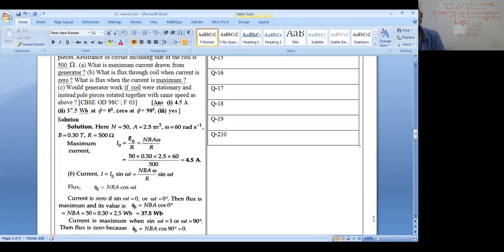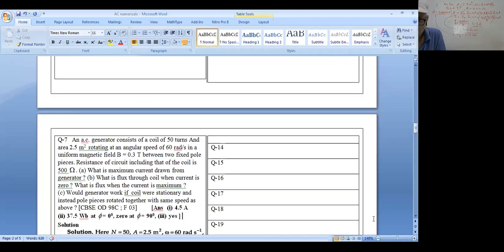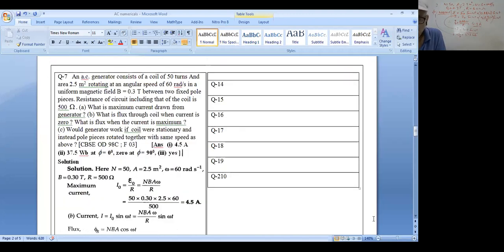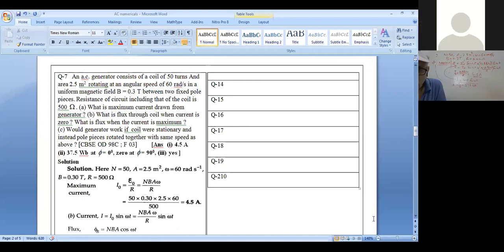Is it clear? So the generator will definitely work, because even with this condition flux change will be there, and induced EMF and induced current will be developed here also. Okay, got this point? Clear or not?